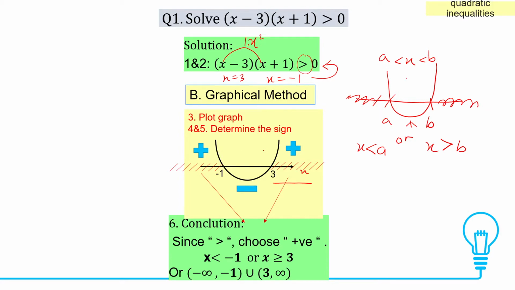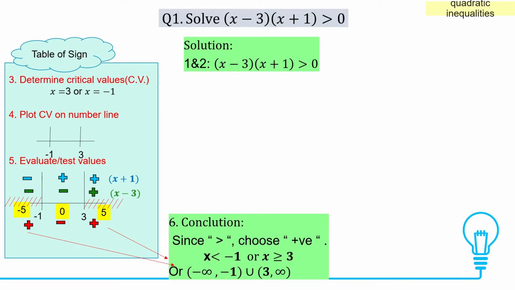So the leftmost and the rightmost: x is less than -1, or x is greater than 3. This one doesn't have the equal sign, so greater than 3. Or you can choose to write it in interval form: negative infinity until -1, union with 3 until infinity. Now the same question, but we use the table of sign.